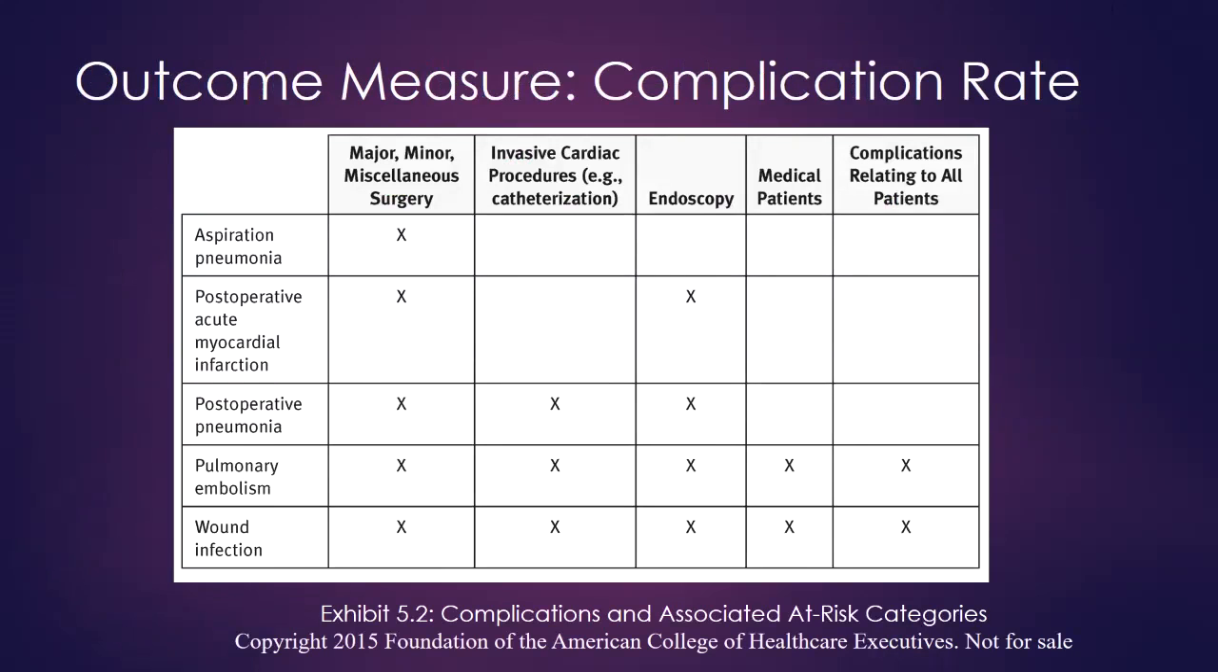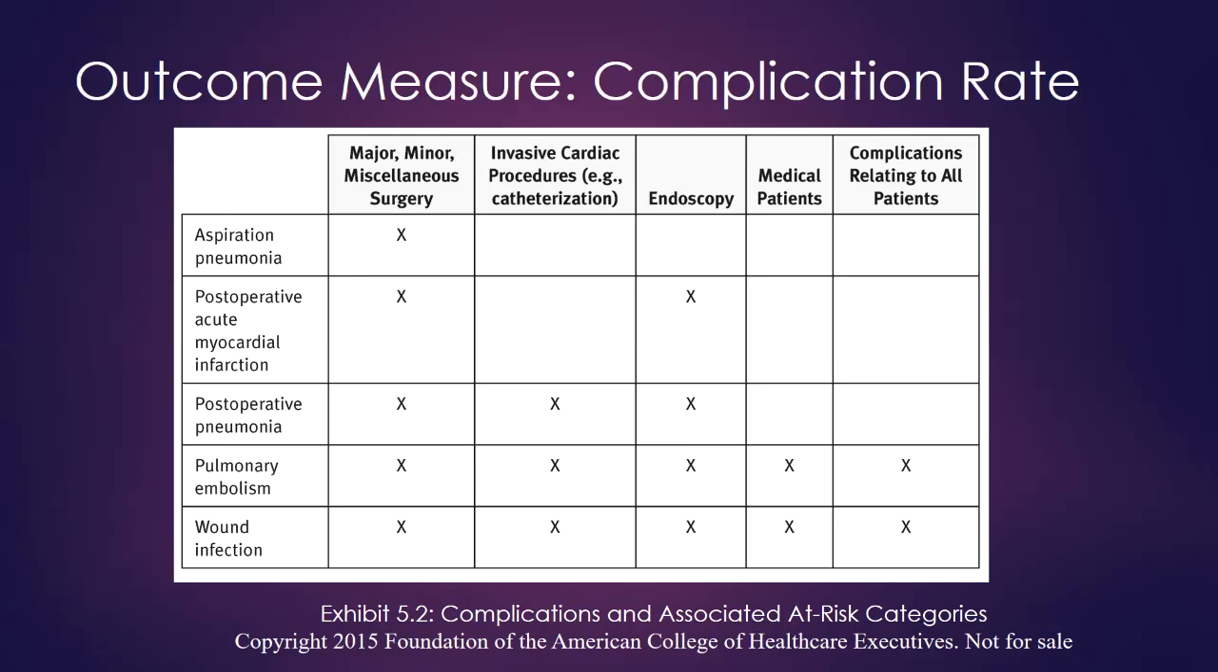And on the same point, thinking about denominators, exhibit 5.2 from the textbook highlights the idea that you would have different people in your denominator depending on what kind of rate you're looking at. So this table is showing different complication rates. And aspiration pneumonia is the first row. And if you were calculating an aspiration pneumonia complication rate, you would only want to include people who had had surgery in your denominator.